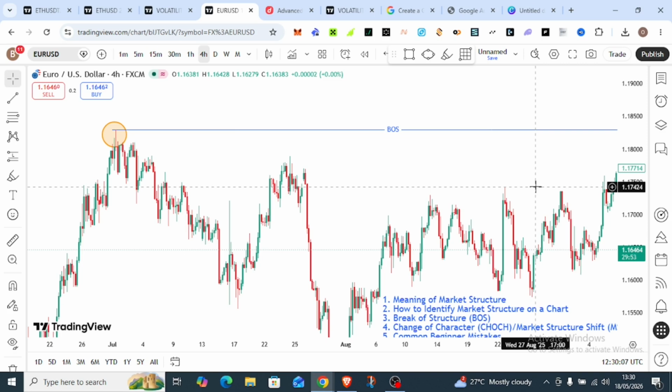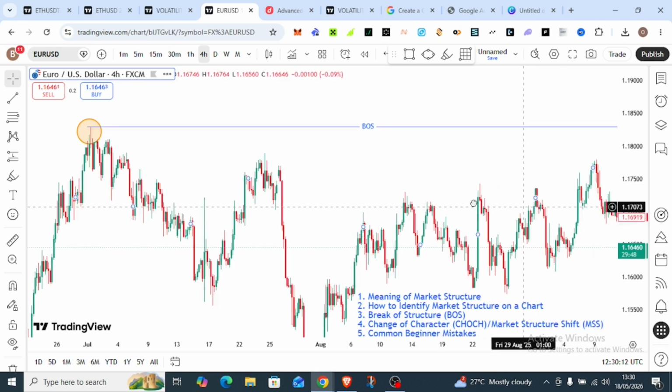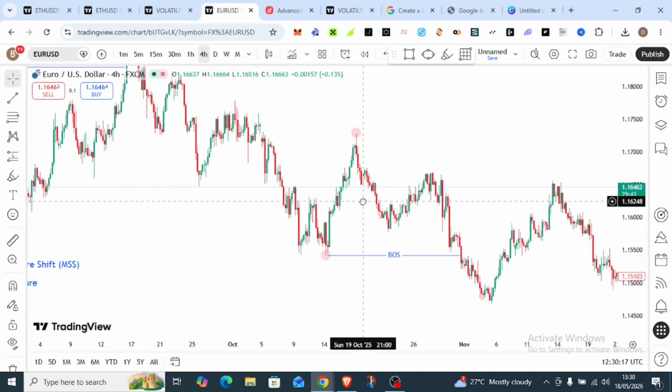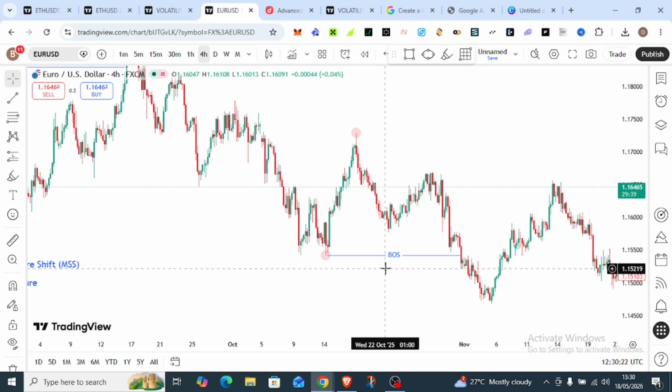So we have bullish BOS, which is bullish break of structure. This one is an example of bullish break of structure, and this other one here is an example of bearish break of structure. This break of structure can give you two signals. Number one, continuation. Number two, sometimes it shows early trend reversal. It's either for continuation or for reversal.